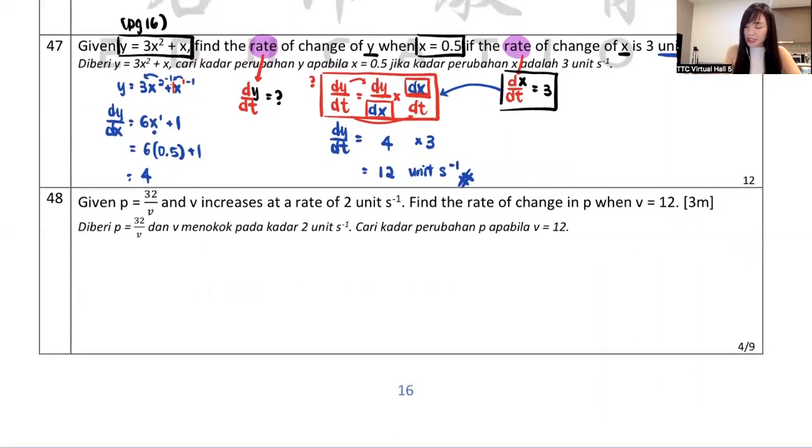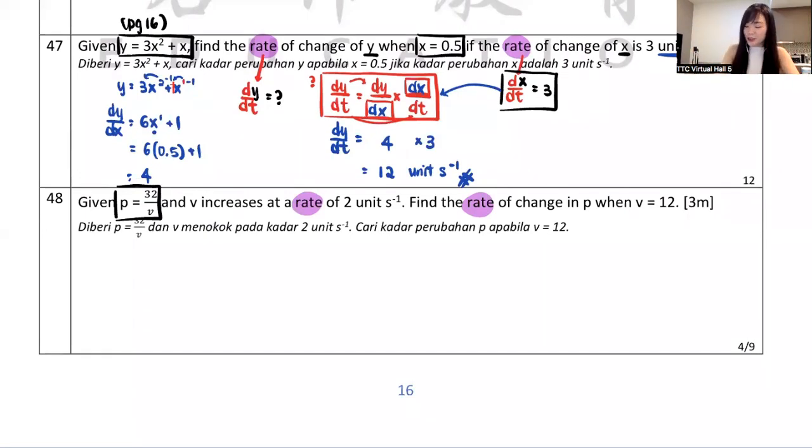Second one, 48. They say P equals 32 over V, and V increases at the rate of 2 units per second. Find the rate of change in P when V equals 12. I finish reading, I repeat again. The keyword is rate. As I say, whenever they ask you a rate, they will give you a rate. So there are 2 rates, 1 rate here, 1 rate here. You don't always expect they will use the word rate. Sometimes they're very indirect, but no matter what, they will have 2 rates.